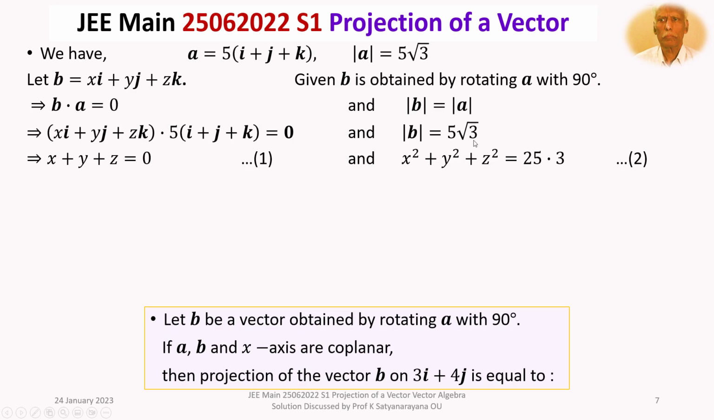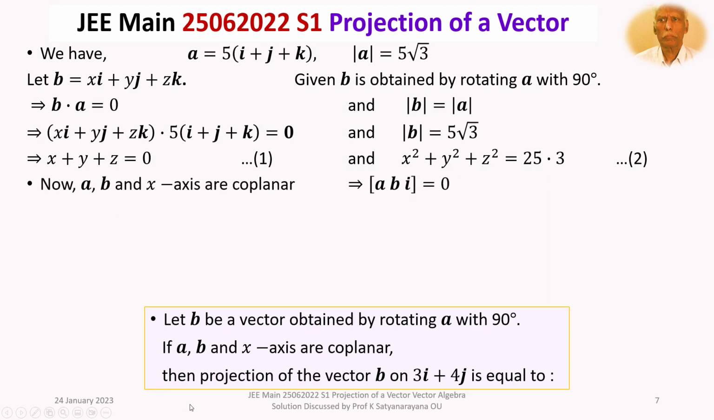Mod A is 5 root 3, so its square is 25 into 3. So we got two equations: x + y + z = 0, call this equation 1, and x square + y square + z square = 75, call this equation 2.